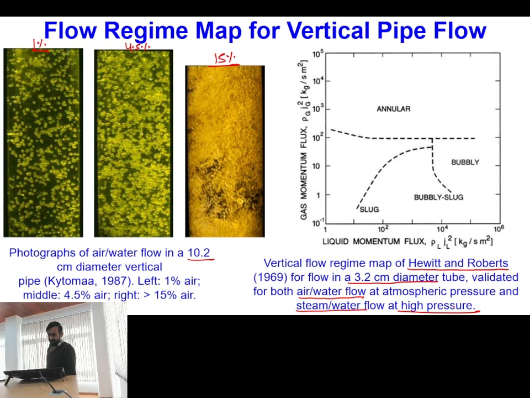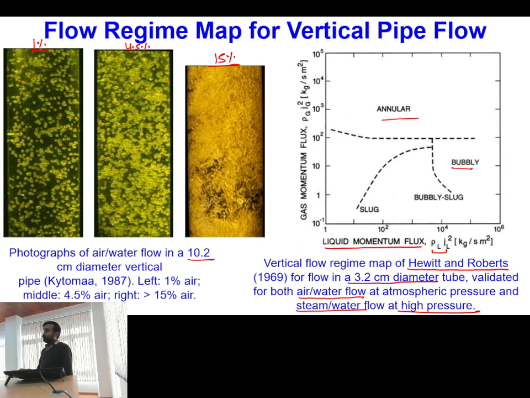Okay, so interestingly you will observe that the abscissa of this regime map includes the liquid momentum flux. It is not including mass flux or superficial velocity, but it is including the momentum flux. What is the meaning of momentum flux? If you use mass flux and multiply it with the superficial velocity, that will be nothing but our momentum flux. So here you can see rho L into JL will be our mass flux, and when it is multiplied by one more JL, it will become a momentum flux. So rho L JL square in kg per second meter square, and similarly rho G JG square we have along the abscissa. So the flow regimes are the same: bubbly, slug and annular.